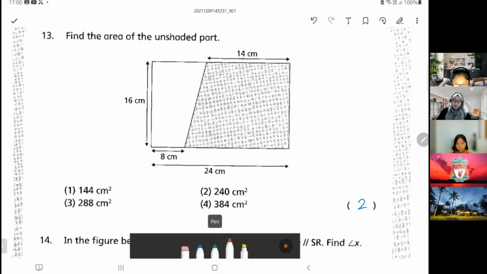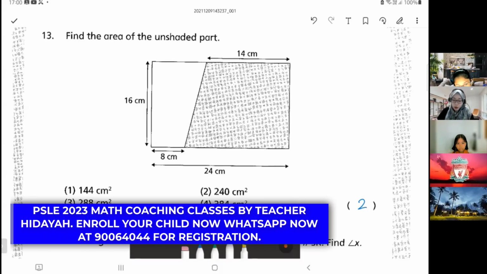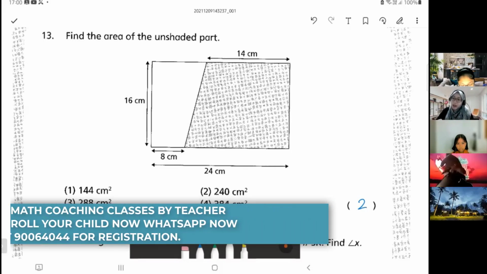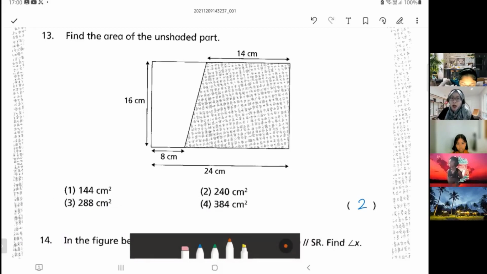Find the area of the unshaded part. You can see that this is a rectangle, right? If there's a rectangle, you should know where the length is and where the breadth is. I can identify the length as the longer one. So this is my length and this is my breadth. I label first. I want the unshaded part, which means I want this portion, correct?